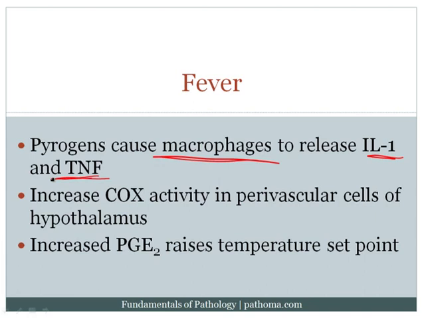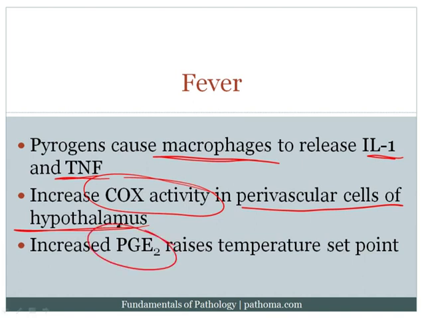They then hit the perivascular cells of the hypothalamus, so that the temperature regulation of the body is mediated in the hypothalamus. And in those cells, they increase COX activity. The COX, or cyclooxygenase activity, increases prostaglandin E2, which then, remember, leads to fever, as I've said many times before. Prostaglandin E2 raises the temperature set point in the hypothalamus.